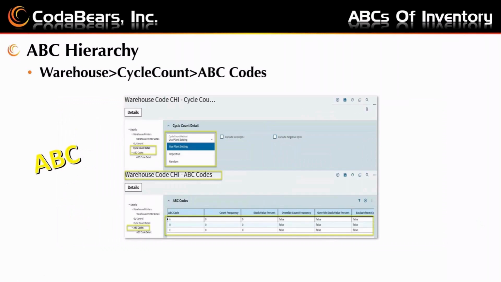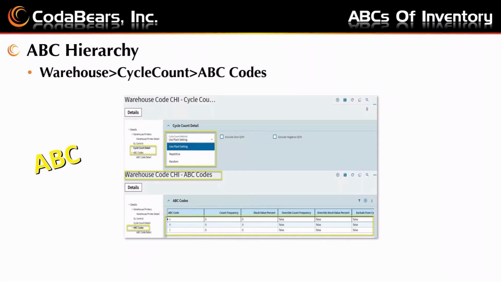You can also open the warehouse entry screen, either in your part tracker or if you're using full Epicor, you can open warehouse entry, and you can view the cycle count detail card and the ABC codes card. The cycle count detail card shows a few settings that can be set, that you can use the plant setting, or you can choose repetitive or random setting for cycle counts. Then you can navigate to the ABC codes card, and you can set up any ABC codes that you want. In this case, this warehouse did not have this really set up. We don't have the count frequency set up or the stock value, etc.